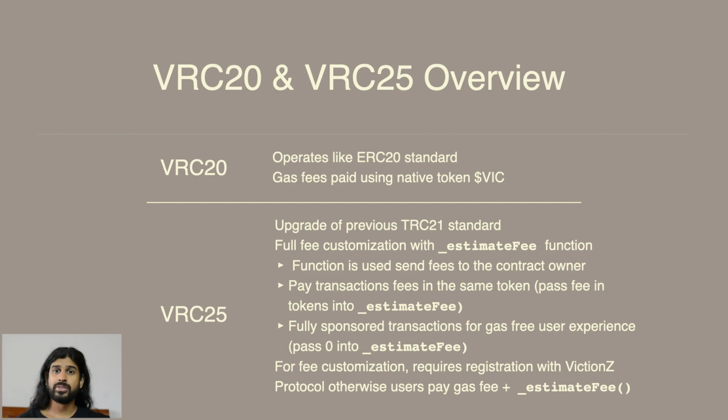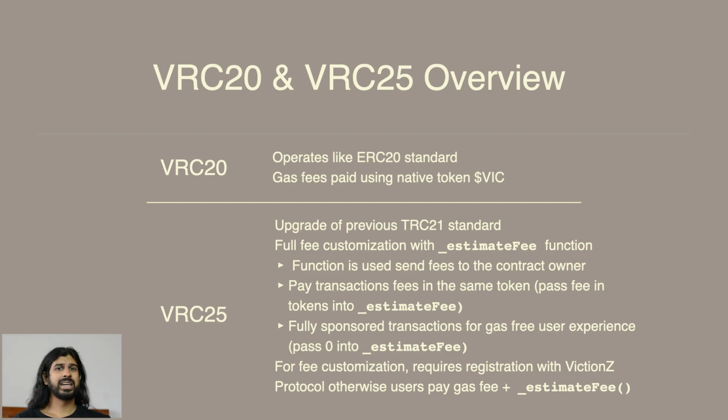Right? So the power of VRC25 comes from its fee customization functions. So there are two kinds of ways that fees can be paid with VRC25. Fees can either be paid with the same token, right? Or sponsored transactions can be used for a completely gas-free experience for our users. As a builder, you get to choose the fee structure that you want to implement. For example, if I launch a VRC25 token called Bead, users can pay the transaction fees in Bead, or if I sponsor those, they'll have a completely gas-free experience.